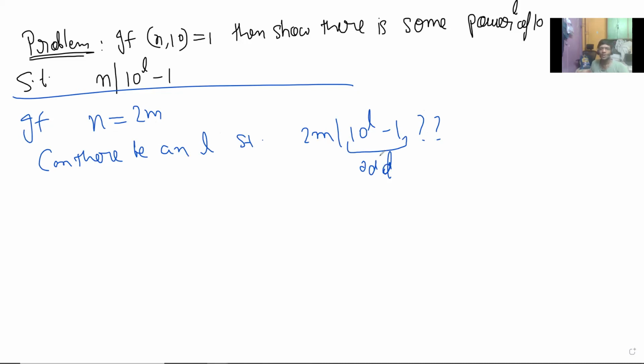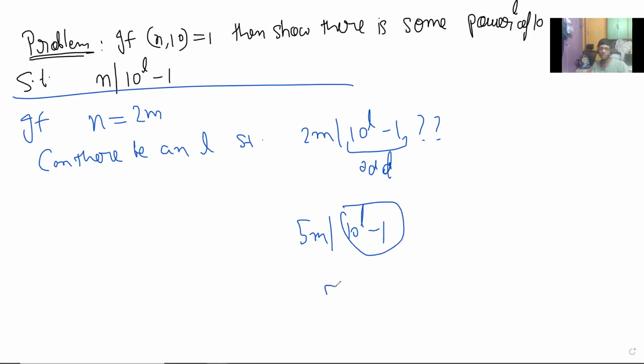It's not possible, right? So n having a factor of 2 is doomed. Then there cannot be such a power. And also, if n has a factor of 5, then also same problem. I mean, this can have nothing to do with 5, right? It's co-prime to 5 because you can see this. How can this have a factor of 5?